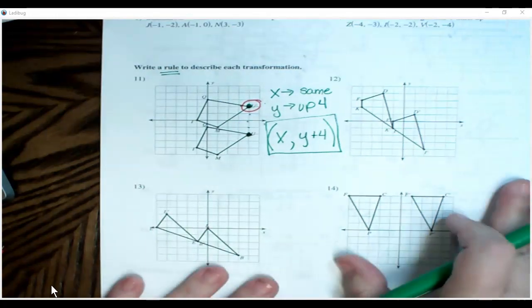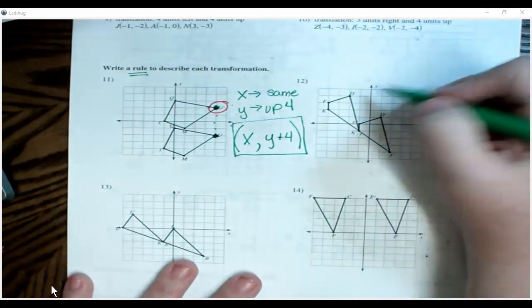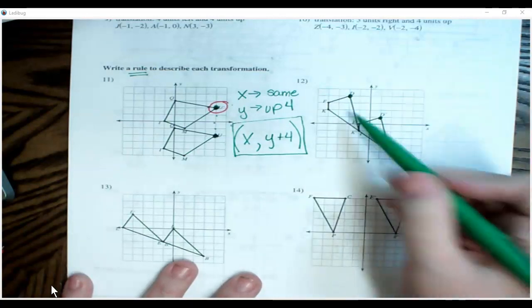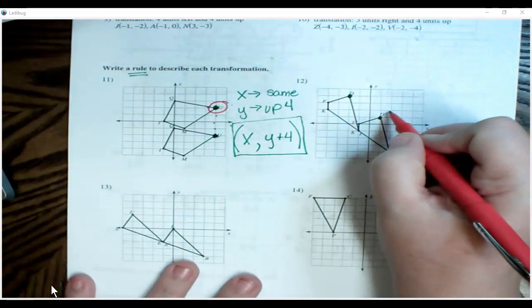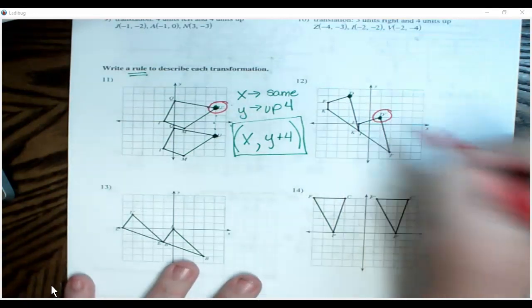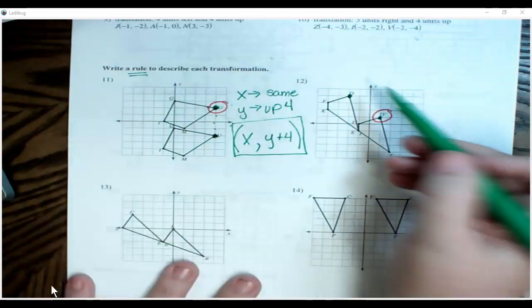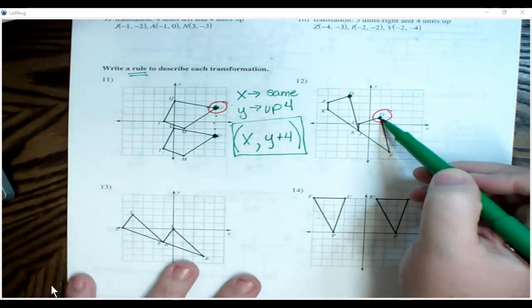Let's try number 12 together. All right, pick a set of ordered pairs. I'm going to pick D because they're kind of out of the way and they're not going to interfere with the rest of the figure. It's a little bit easier for me. The bottom shape is our prime. Has the prime symbol right there. So I know I'm starting at the top and I'm having to move to get down to the bottom.